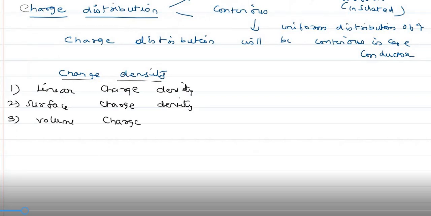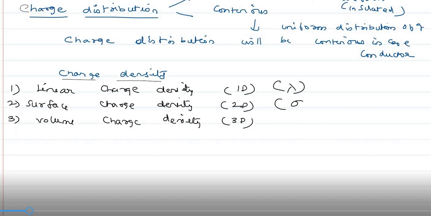Simple way to remember: this is 1 dimension, only a line. This is 2 dimension, like a plane area. And this is 3 dimension. Linear charge density is given by lambda. Surface charge density is given by sigma. And volume charge density is given by rho. All these symbols you must know, and these definitions are very simple.